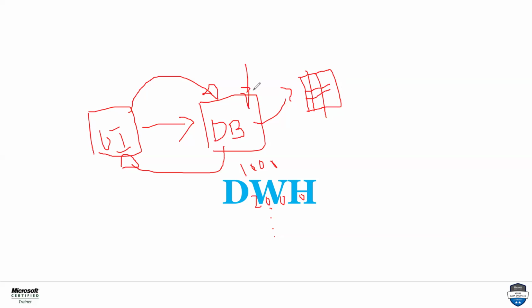So what happens if you use it this way? Suppose you are a non-IT person, or you don't know anything about data or databases. What happens when I use the same component for multiple usages? What happens?